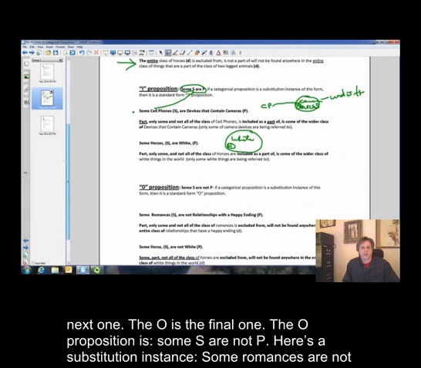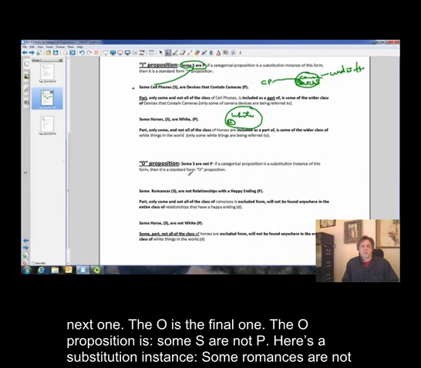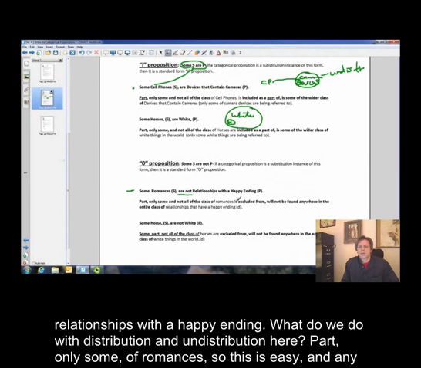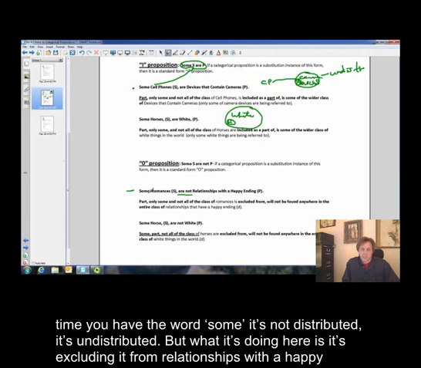The O is the final one. So the O proposition is: some S are not P. And here's a substitution instance: some romances are not relationships with a happy ending. So what do we do with distribution and undistribution here? Part, only some of romances, so this is easy. Anytime you have the word some, it's undistributed. But what it's doing here is excluding it from relationships with a happy ending.